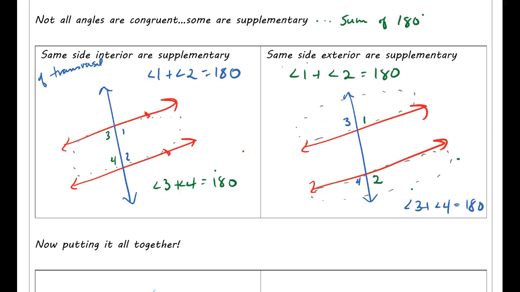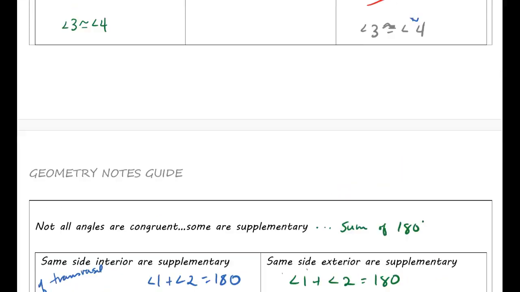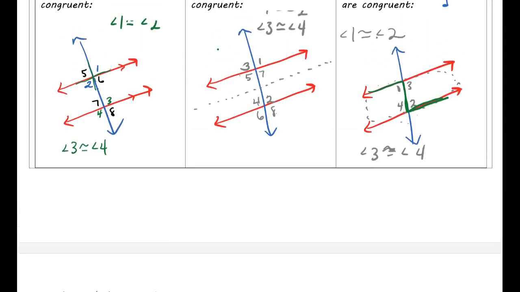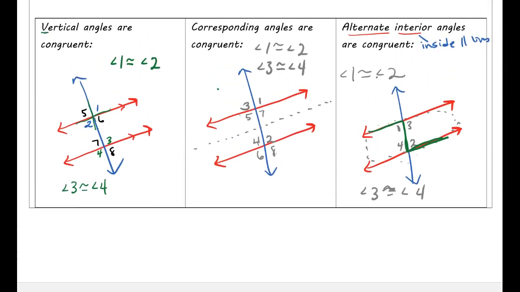And so if you want to add that, you can come back up here. It doesn't happen as often, so that's why I didn't really put it. But if you want to add another box of same side, nope, not same side, silly me. It's almost like this one, right? Alternate exterior, then it would also be congruent. And you could draw yourself a picture for that if you want.